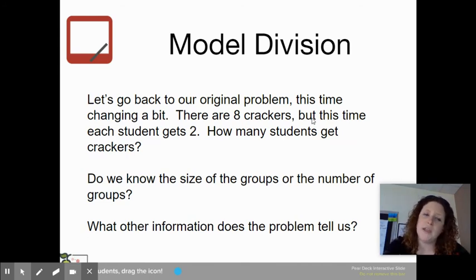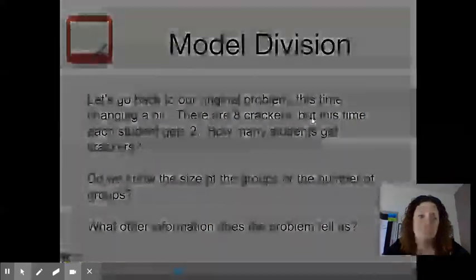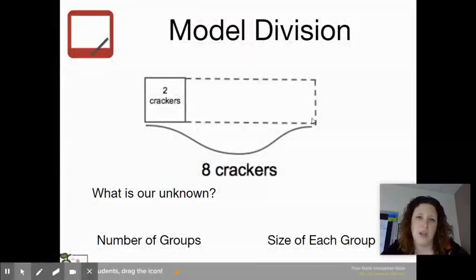So now think about this. Do we know the size of the groups, or do we know how many groups? Yes, we know the size of the groups. This time we know that there are 2 crackers in each group. So I'm imagining that tape diagram we drew, and I see more sections, but I see 2 in each section. So let's keep going and look at that tape diagram.